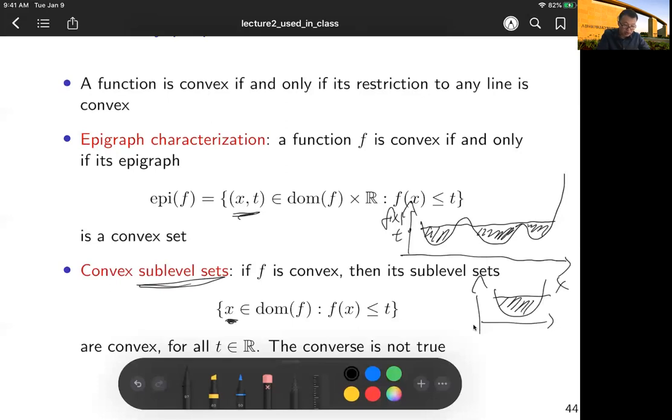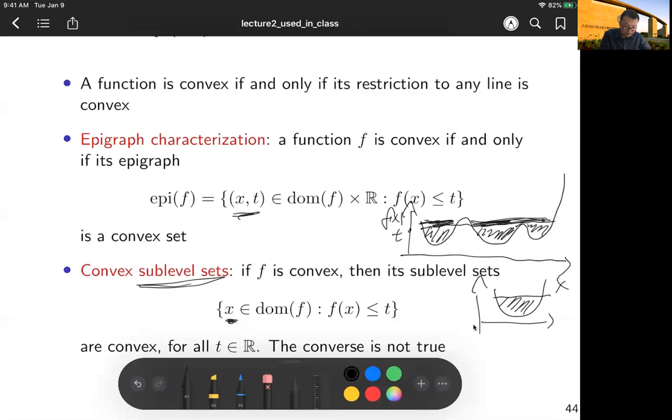So in these two examples, the corresponding epigraph is just a subset of the real line, right? The epigraph at this t definition is this. So it is a set that is, I guess, discontinuous. Therefore, this sublevel set is certainly not a convex set.